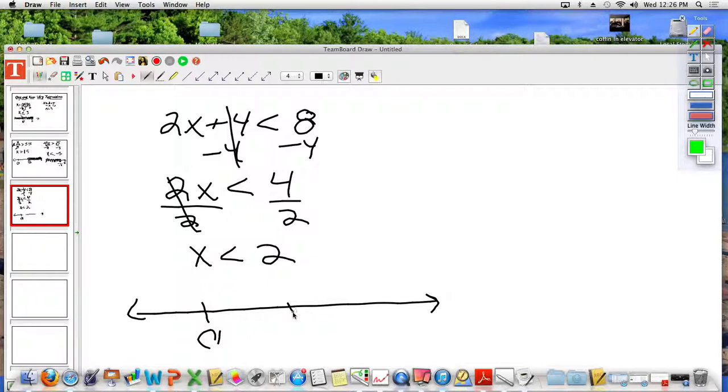Here's 0. Here's 2. x is less than 2. So you put a circle at 2. You shade everything that is less than 2.